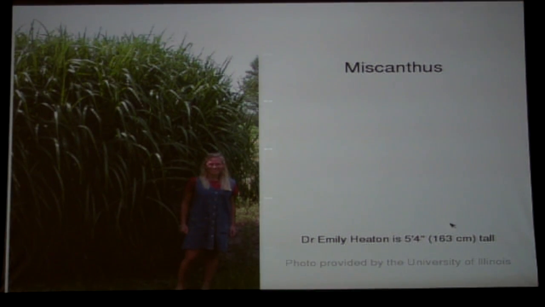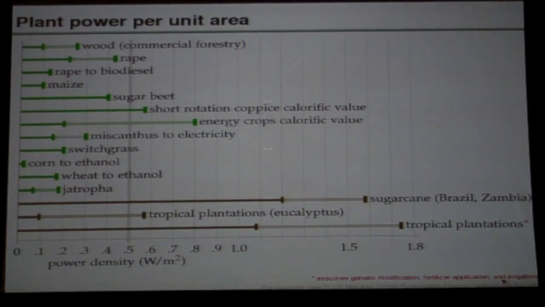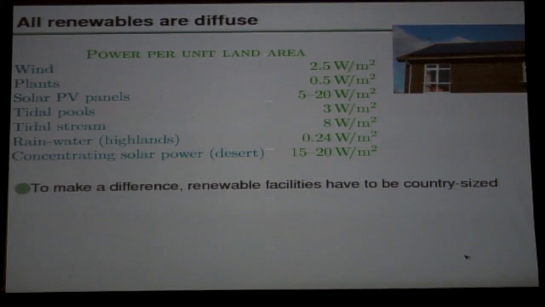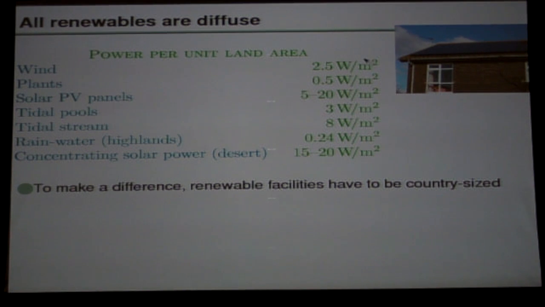Here's miscanthus, a famous energy crop. And here's some powers per unit area indicating half a watt per square metre being typical of the performance of these European crops. In tropical climates, you can get a bit more, 1 or 1.5 watts per square metre. Let's look at a table of other powers per unit area.